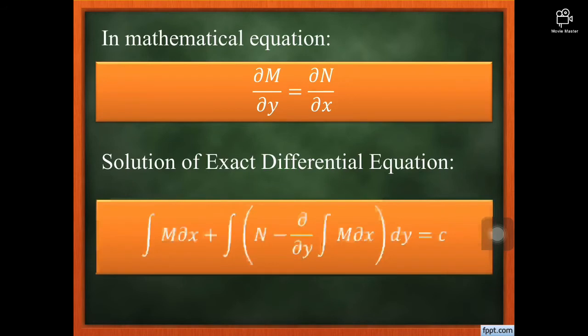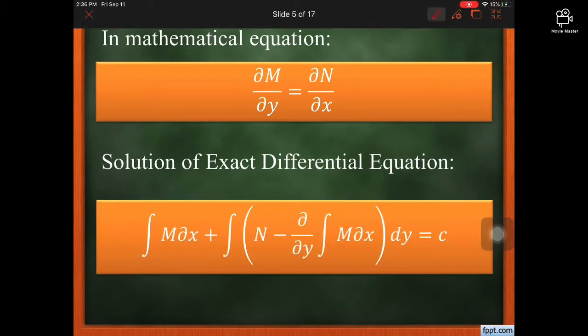So in mathematical equation, we can express the definition of the exact such as this one. The partial derivative of M with respect to y is equal to the partial derivative of N with respect to x. So in solving for the solution of the exact differential equation, we can use this equation. We need to substitute our M and N in this equation and then solve for the general solution.